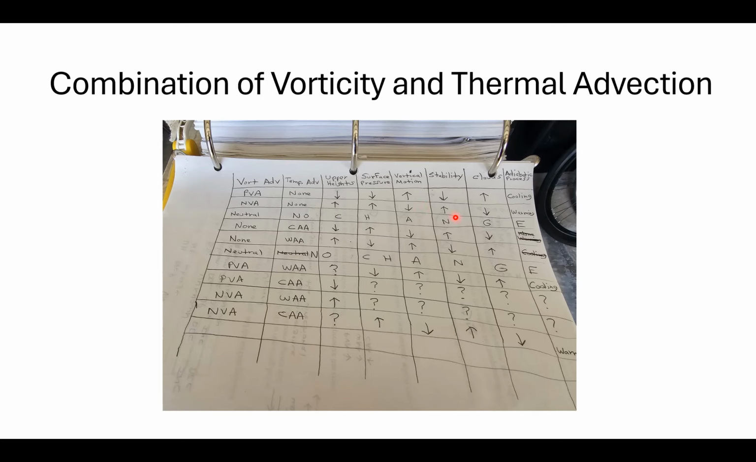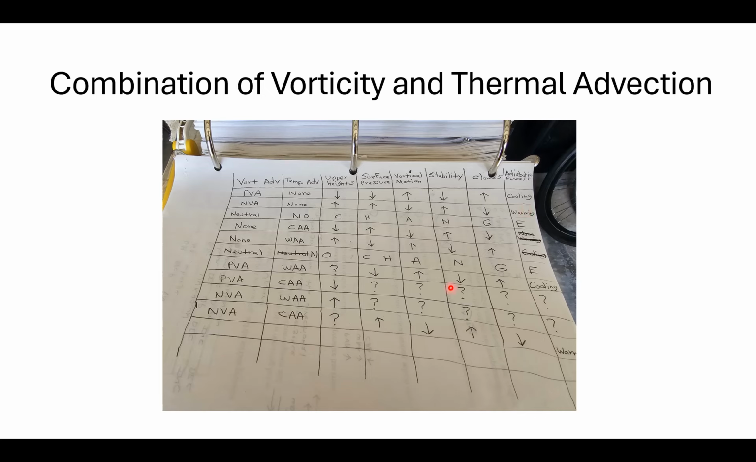And then we have a column for stability. A down arrow indicates the stability is decreasing, and an up arrow means stability is increasing. Then we have clouds: are the clouds going to increase with the up arrow, or decrease with the down arrow? And finally, we have the adiabatic process in the far right column. With rising air motion, upward vertical motion, we'd have adiabatic cooling. With sinking or downward vertical motion, we have adiabatic warming.